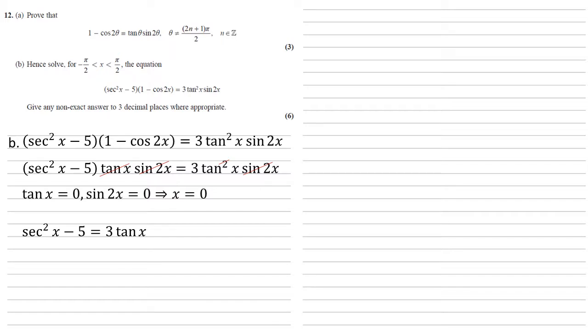Now if we remember our identities, sec squared is equal to 1 plus tan squared, so we can replace that and we get 1 plus tan squared x minus 5 equals 3 tan x.